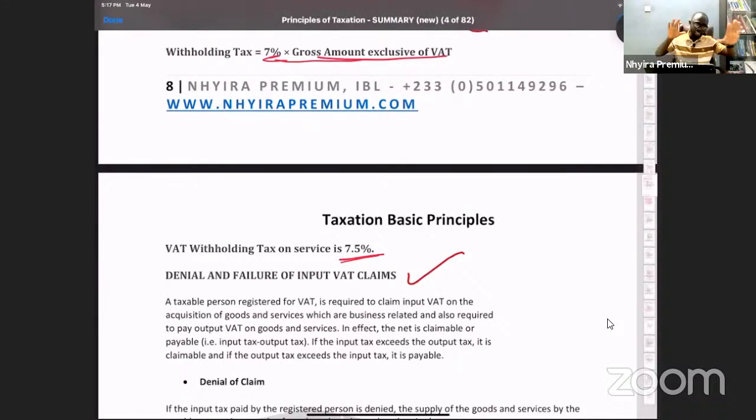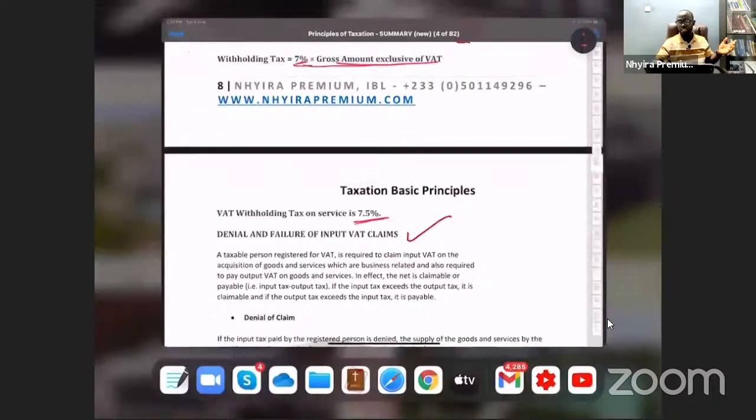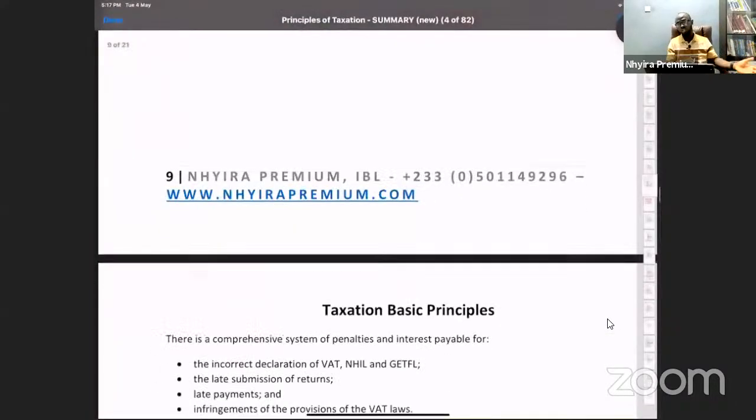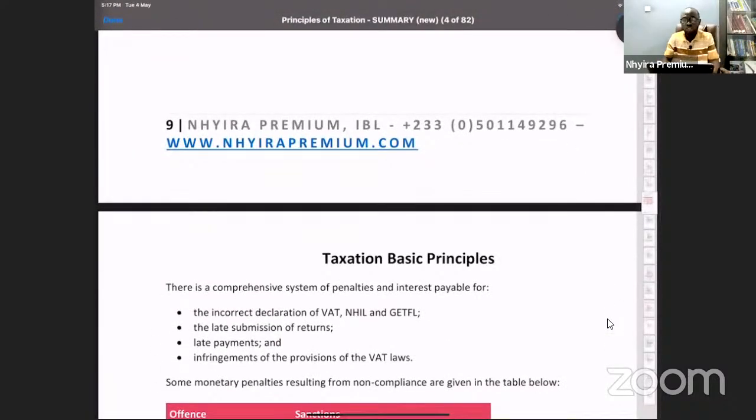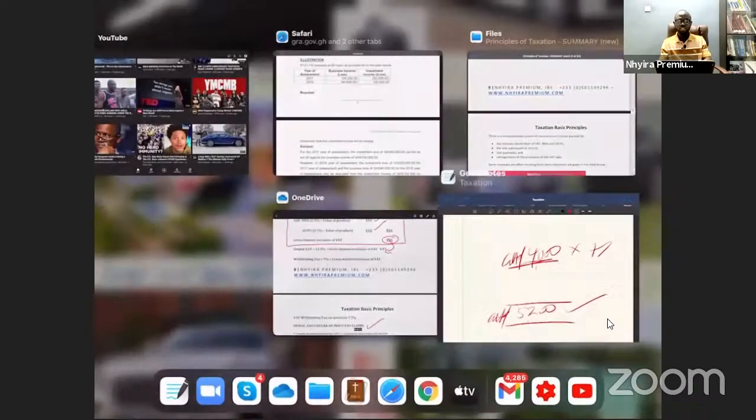So that is the idea about the difference between the VAT withholding tax and then the normal withholding tax. The VAT withholding tax usually is collected by specialized businesses in that situation, and the normal withholding tax is also there with the respective rates.